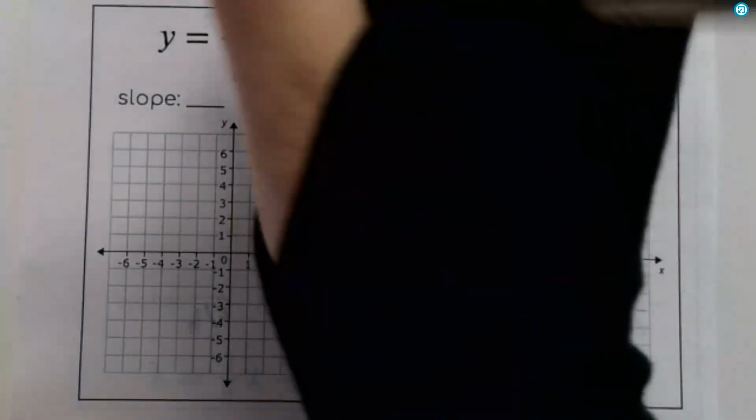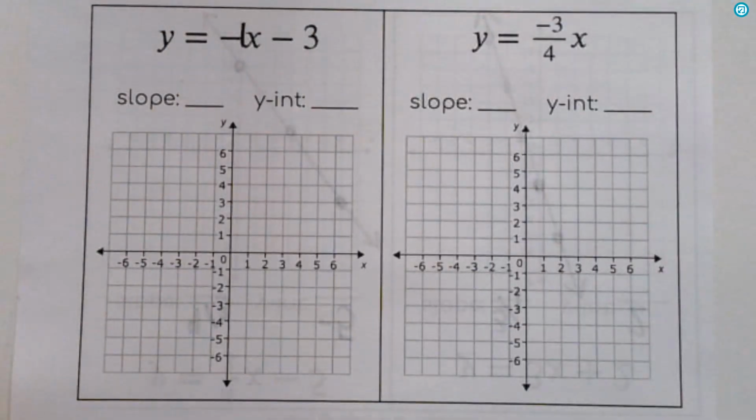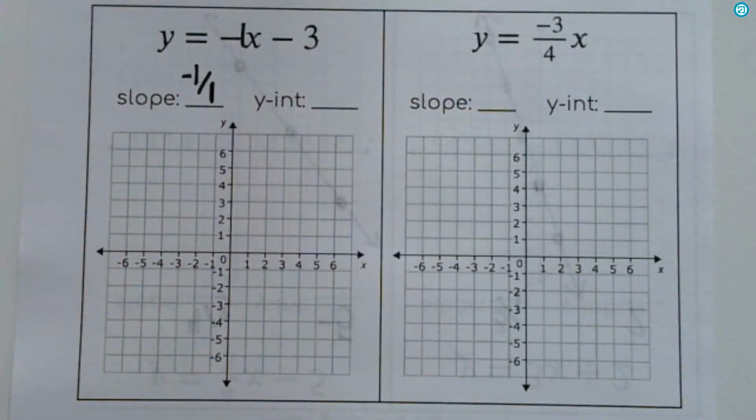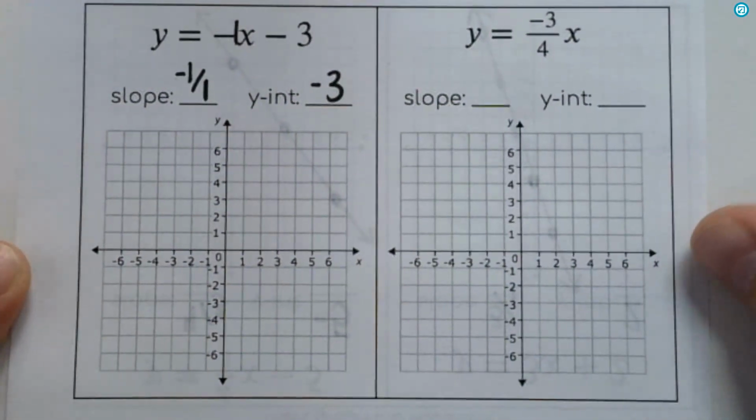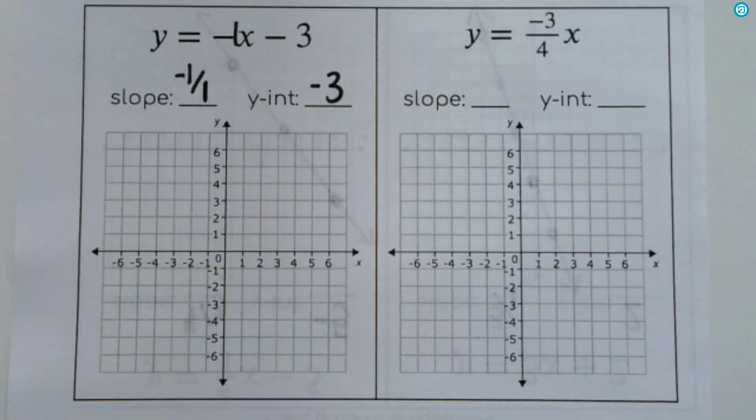Negative 1. If I do not have a number in front of my x, I'm going to squeeze a 1 in there. So if it's negative, it'll be negative 1. If it's positive, it'll be positive 1. So in this one, my slope is negative 1 over 1, because I can also put it over 1 so it's a fraction. And then my y-intercept is negative 3 because it's minus 3. On the back here, both of these have negative slopes. On the front, they both have positive slopes.